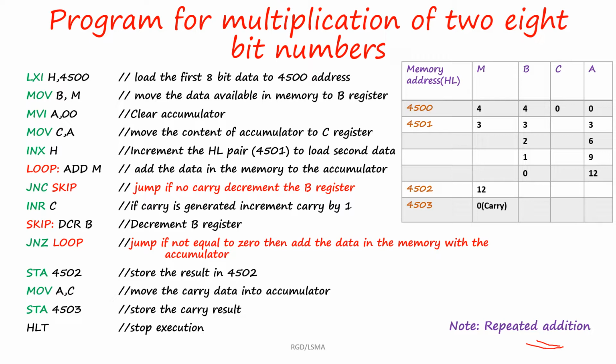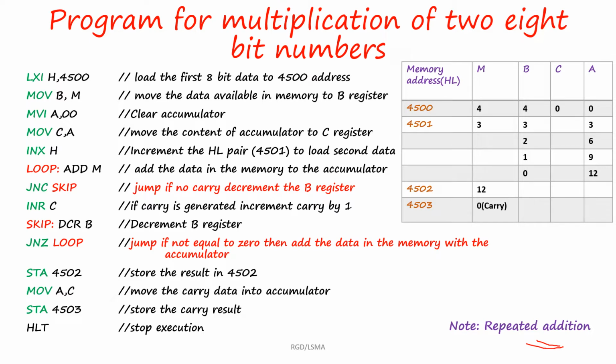Before you start doing the program, I'll start with the coding first. You can load the first data into 4500. Here the HL is used to store my memory address 4500. The 4500 contains the first 8-bit data, which will be moved to the B register. In the same way, I'm going to use the accumulator: clear the accumulator, and then move the content of the accumulator to the C register. Then I'm loading my second data.